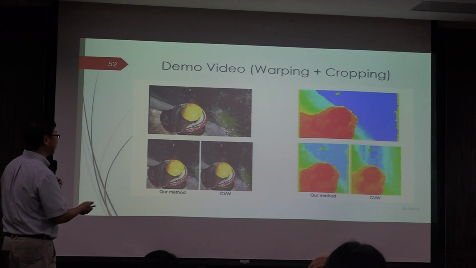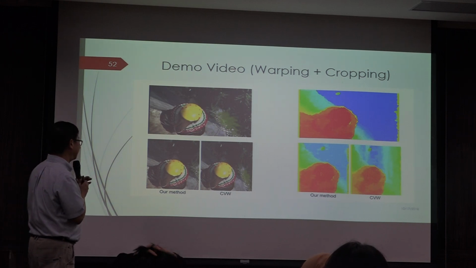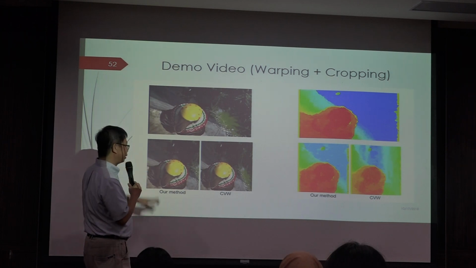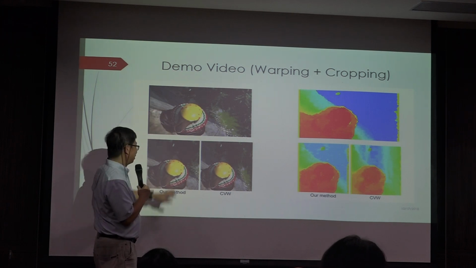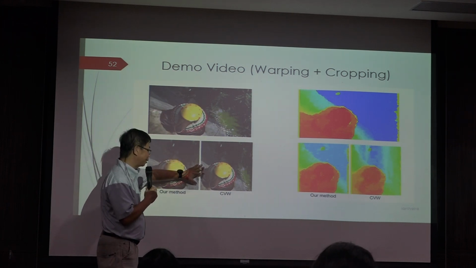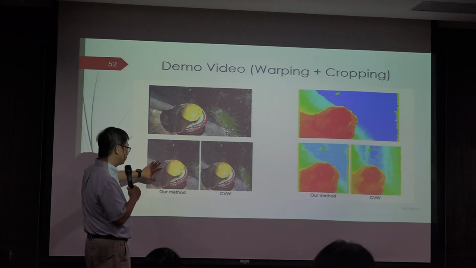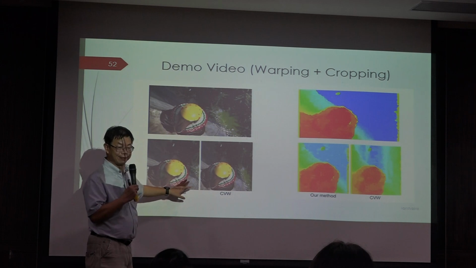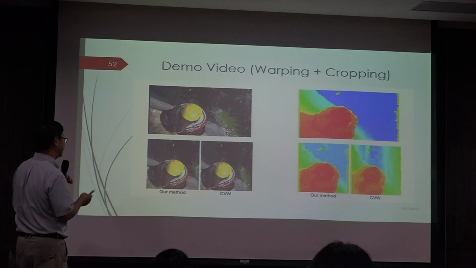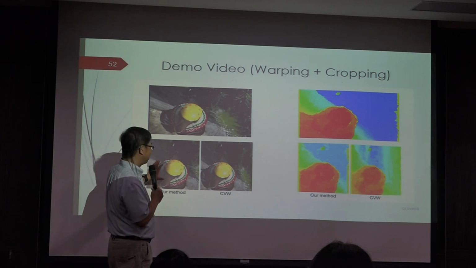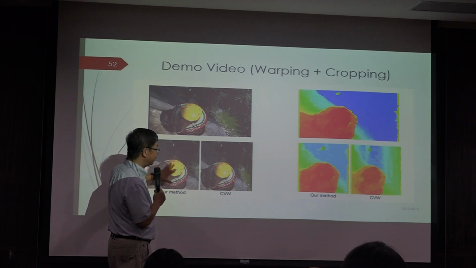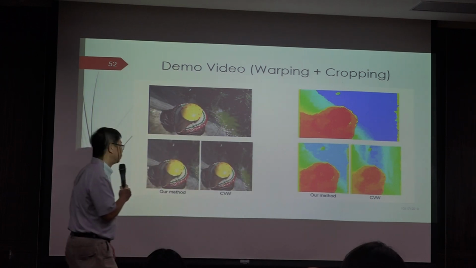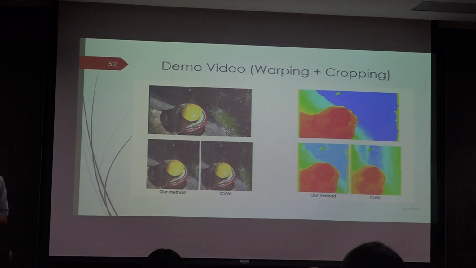We can also do a pairwise comparison. This is used for the subjective test. We place the original video here, and we place two retargeted versions here, and we don't indicate which version is obtained by which method. So we can compare the quality, like shape preservation and also depth preservation, between our method and CVW, which includes warping and cropping.